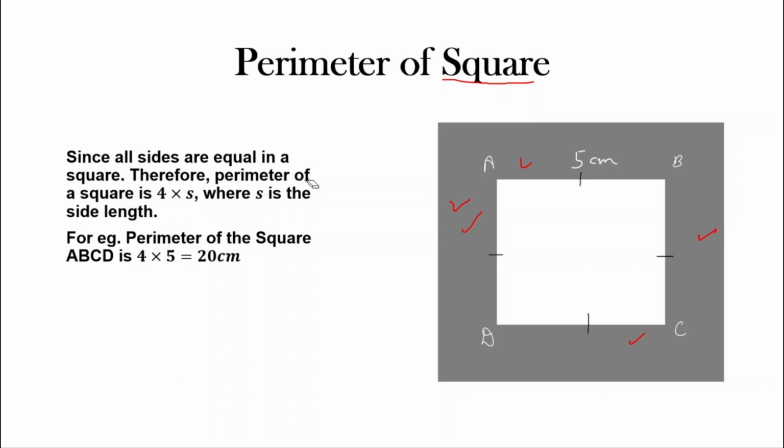So for your question figure, since the side length is 5 centimeters, the perimeter would be 4 times the side length, which is 4 times 5, which is 20 centimeters. Okay.